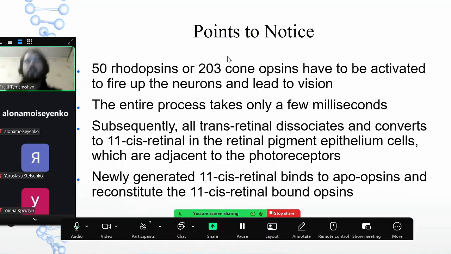Yes. Good. So the last slide for today. I guess it's time to wrap up. So what do we have? Some statistics: something like 50 rhodopsins or 200 cone opsins have to be activated to fire up the neurons and lead to vision. So you shouldn't think that it's just one photon. No, it's not working that way. Rhodopsins, you guess, are rod opsins, so these are opsins in rods, and these are cone opsins.